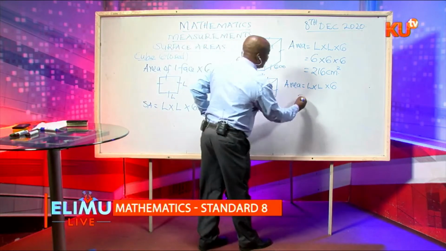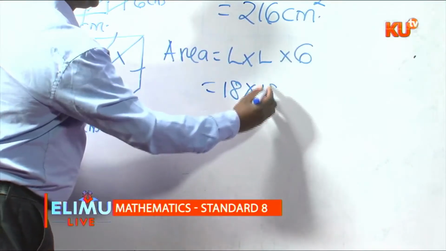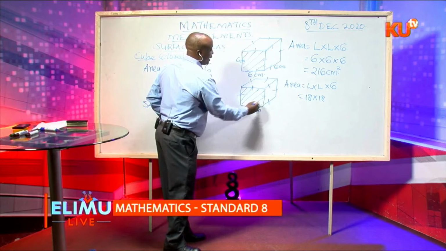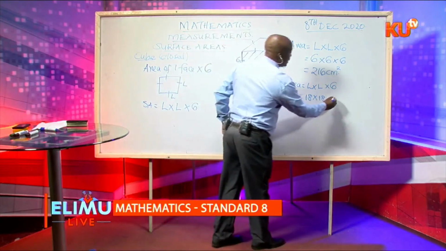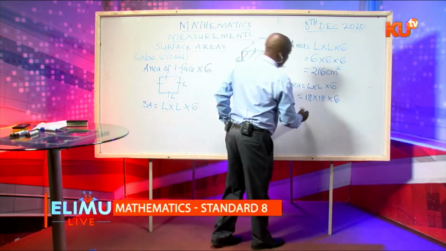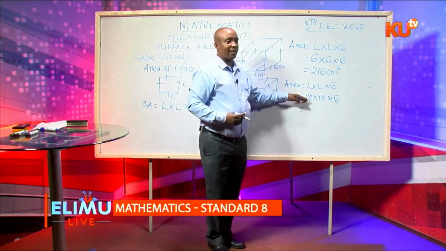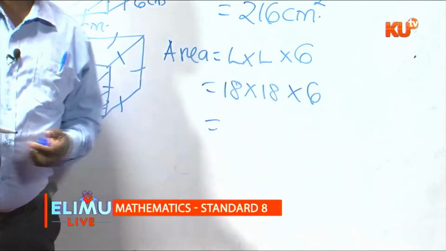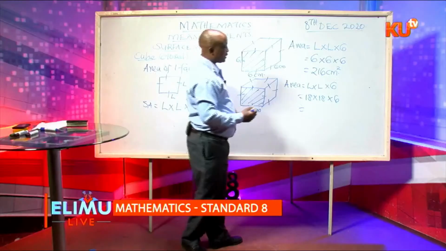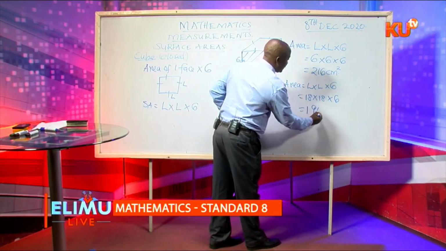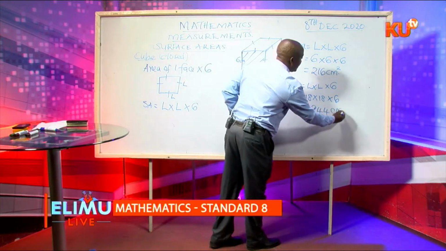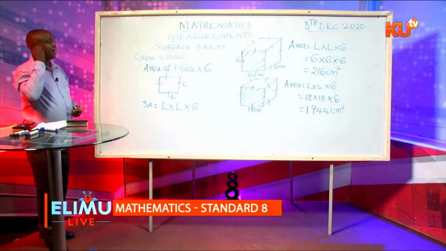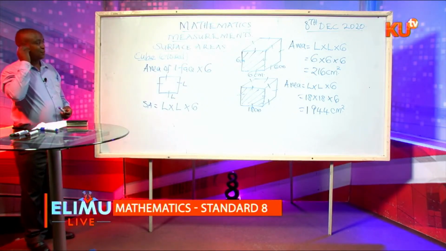So what you do, you are going to have 18, we multiply by 18, that is the area of this face, that is one face, then we multiply by the number of faces, which is 6. So we multiply 18 times 18, which is 324. Then we multiply by 6, and we are going to get 1,944 centimeters squared. So that is simply how we get the surface area of a closed cube.